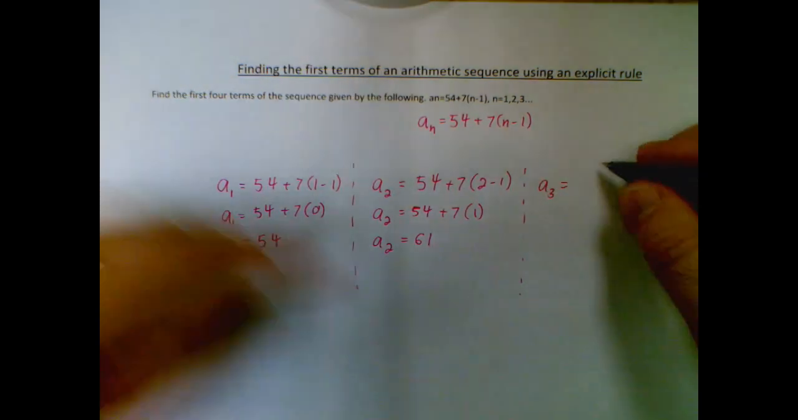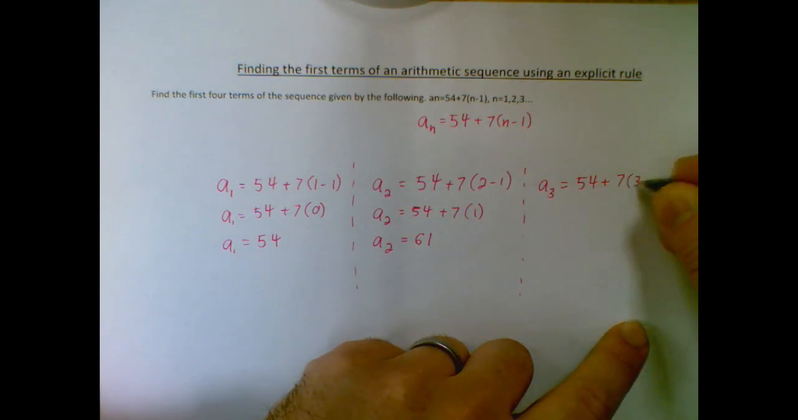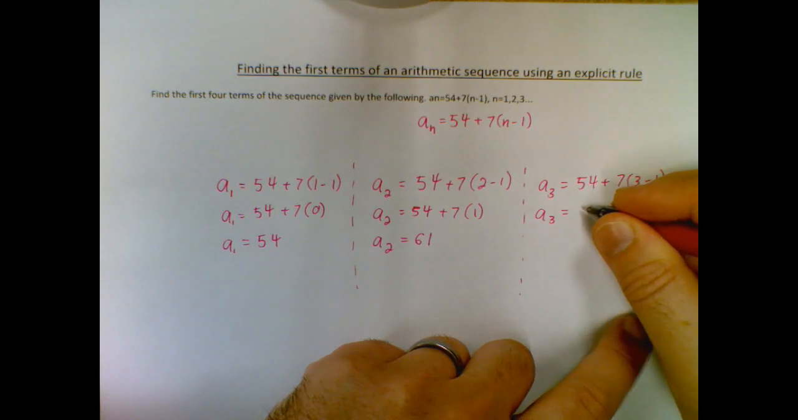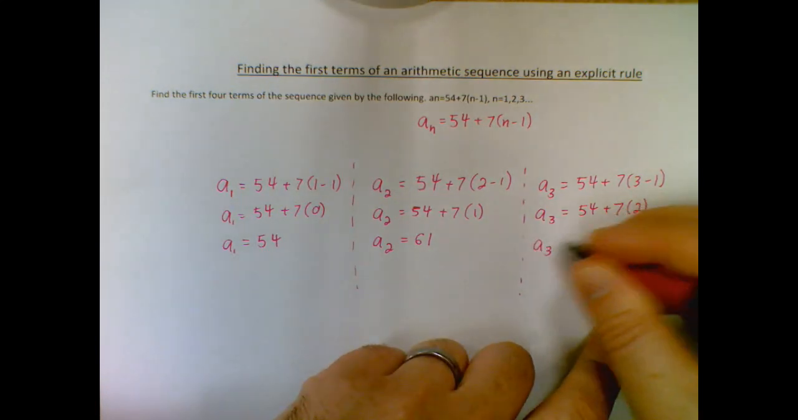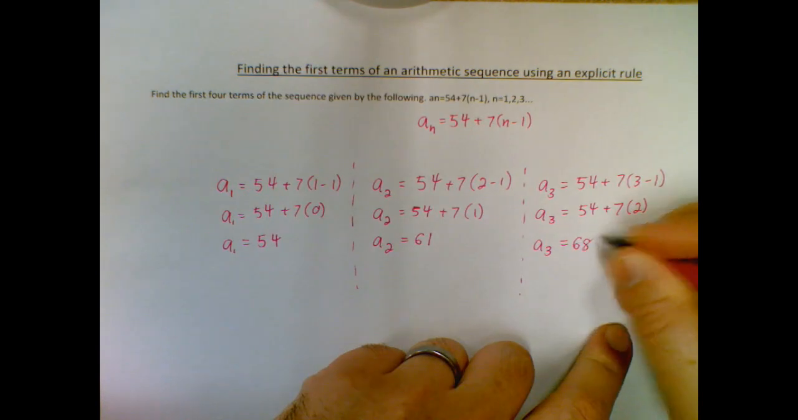a3, same pattern, 54 plus 7 times 3 minus 1 this time. So 7 times 2, so 14 here. So I end up with 68.